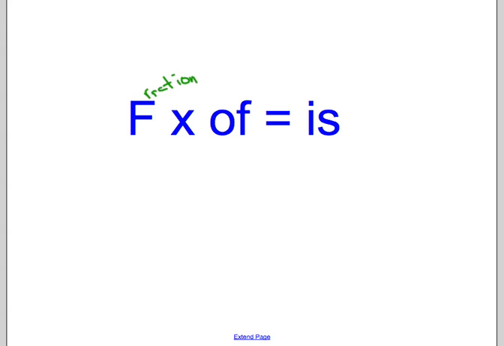The word of represents a number of different ideas. It's the total. It could be the beginning number, the original number, starting number.